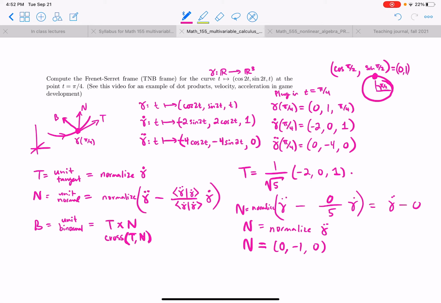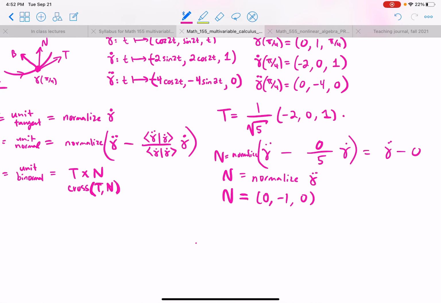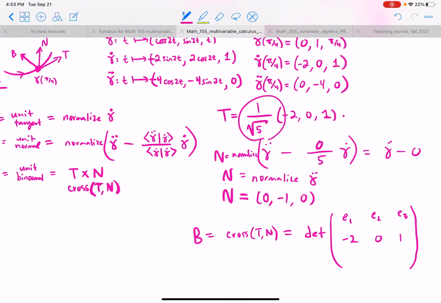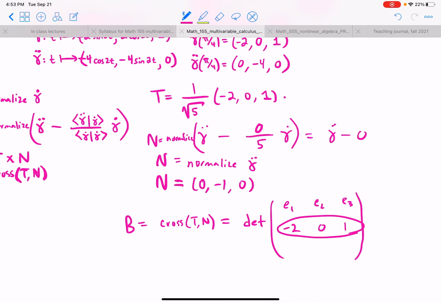Okay, so now I've got T, now I've got N, and now I can do their cross product. B is equal to the cross product of T and N. Well, that's equal to the determinant of this matrix, where I have e1, e2, e3, the unit vectors in the 3 directions. I put T, which is negative 2, 0, 1, with its 1 over square root of 5, which, because the determinant is linear in its rows, I can take outside. It'll just wait. And then I put N down here, so that is 0, minus 1, 0.